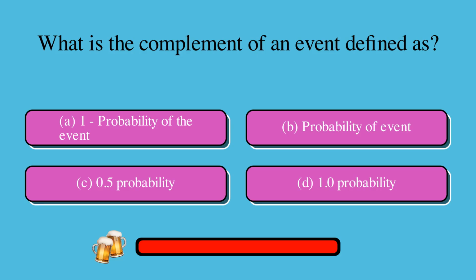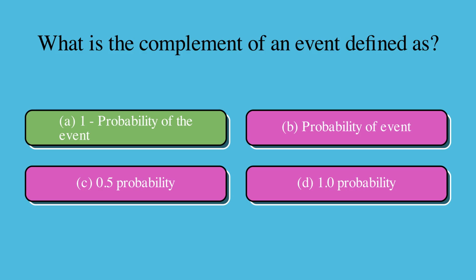What is the complement of an event defined as? Is it A, 1 minus probability of the event, B, probability of event, C, 0.5 probability, or D, 1.0 probability? The correct answer is A, 1 minus probability of the event.